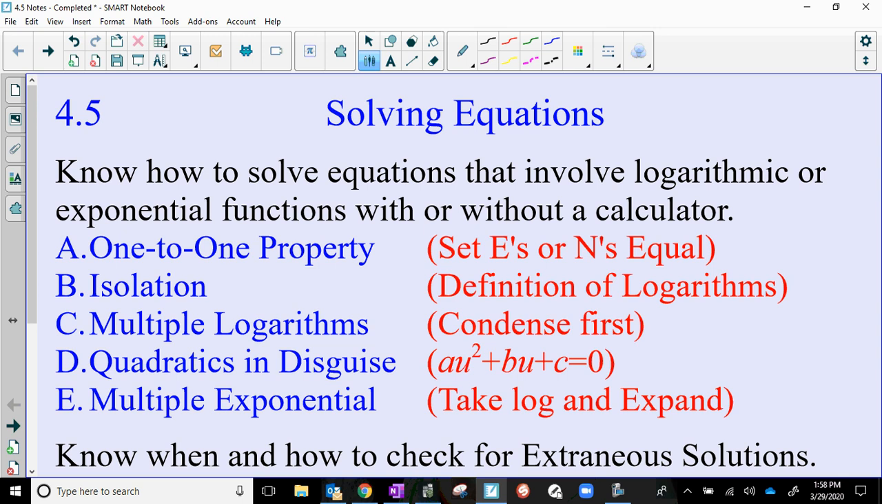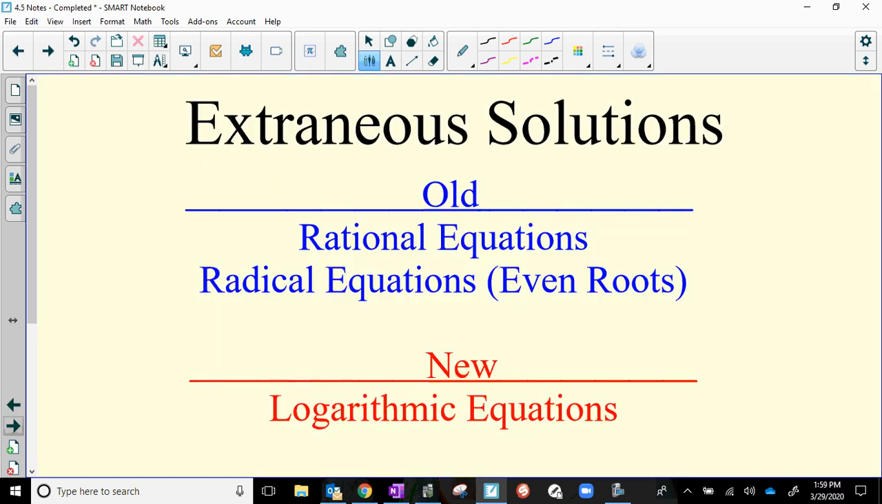The other part of the goal is not just know how to solve it, but make sure your answers are okay to keep. Know how to check for what we call extraneous solutions. So we are trying to stay with real numbers and real solutions. Okay, so we won't deal with anything that's going to bring us into the imaginary numbers or complex numbers in this section right here. All right, so let's talk about extraneous solutions.